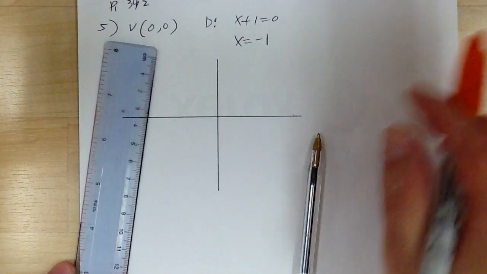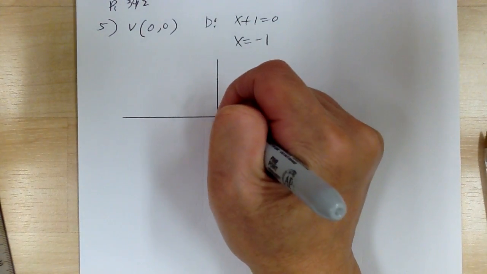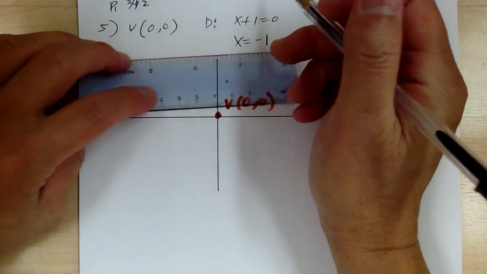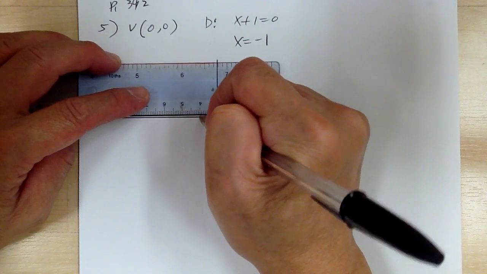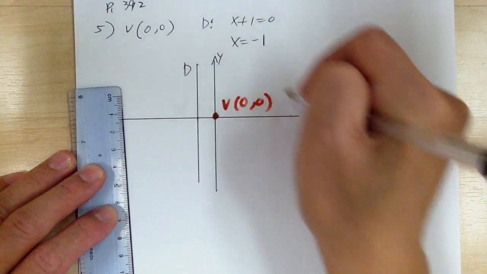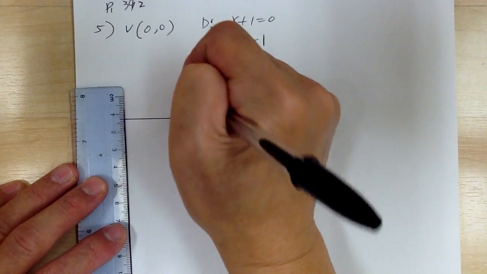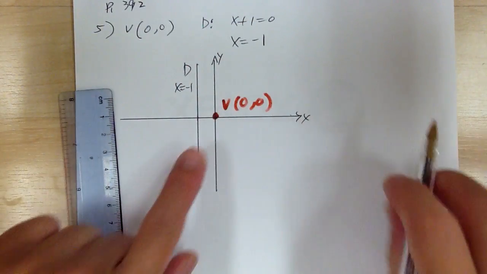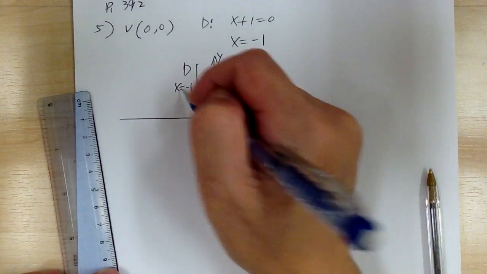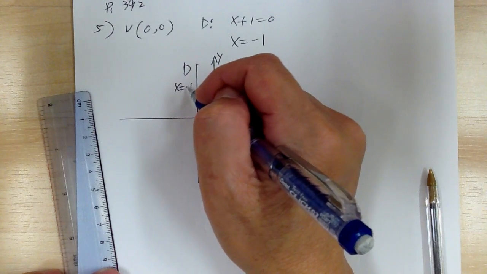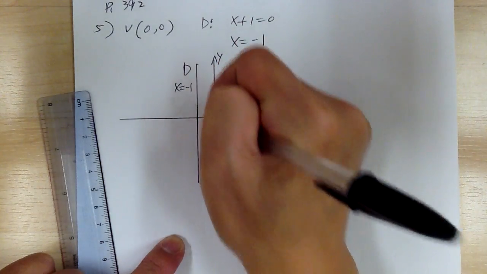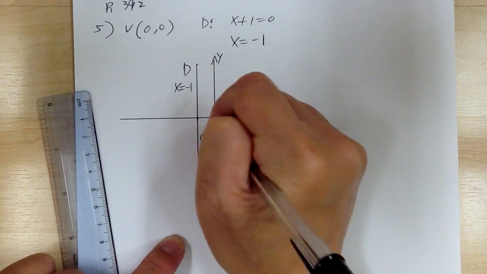I use a different color for the vertex because that's the most important point. So the vertex is at 0, 0, and the directrix is x equal to -1. So that's the directrix over here. By looking at that, you can see that the graph is going to go this way, away from the directrix. By looking at this picture right there, we can see that a is equal to 1. That's the distance between.